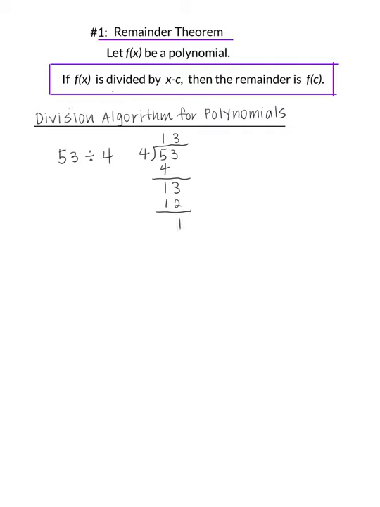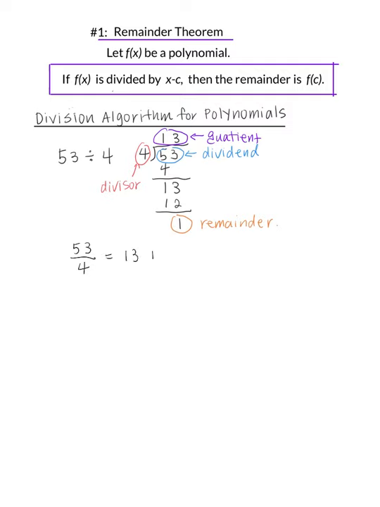So remember all those terminology. Now this is called a dividend. And then this guy is the divisor. And this number is called a quotient. And then, of course, the last guy right here is the remainder. All right, so how do you express 53 divided by 4? That's same thing as 13, right? And then plus the remainder over the divisor.